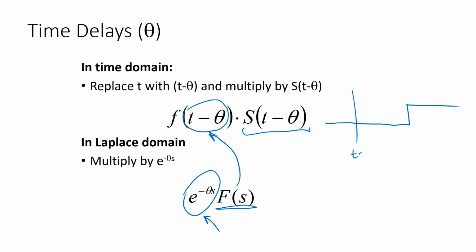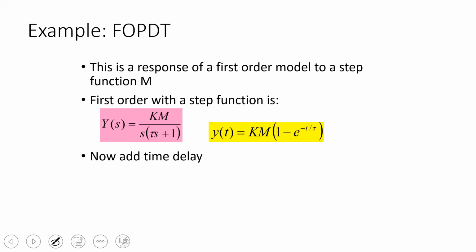Let's say time equals 0. It's going to go from a value of 0 to a value of 1 at the particular time equals theta. So there is your step function. It's going to be 0 beforehand and then 1 after that step. And then you take your original function and just substitute in time minus this time delay. And I'll show you an example of that here.